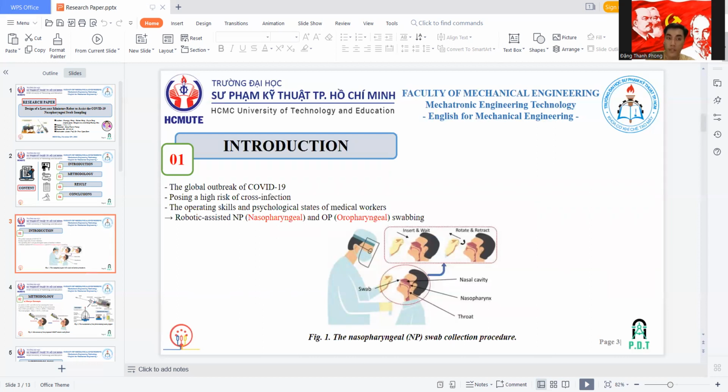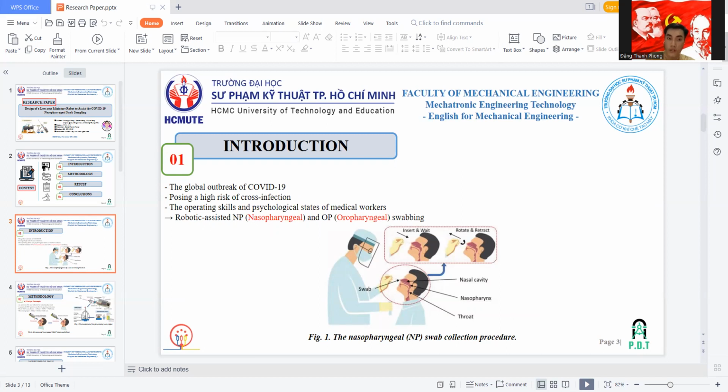The global outbreak of novel coronavirus pneumonia caused by the coronavirus disease 2019 has increased rapidly. Collection of specimens from the respiratory mucosa with nasopharyngeal or oropharyngeal swab is an effective way for diagnosis and screening.